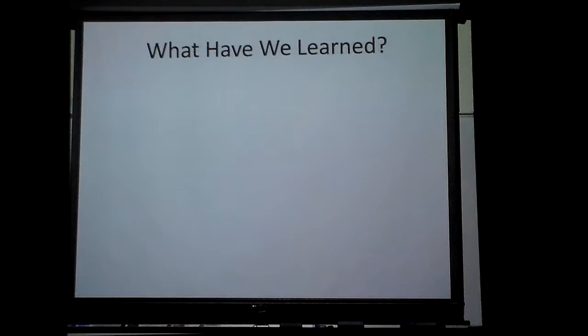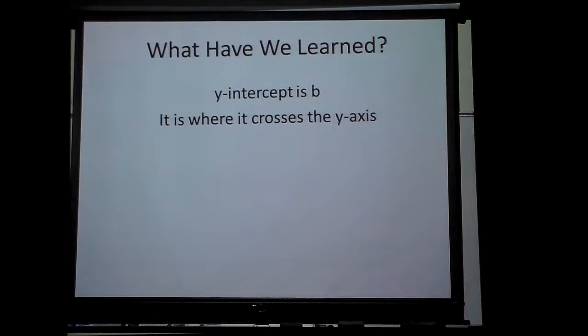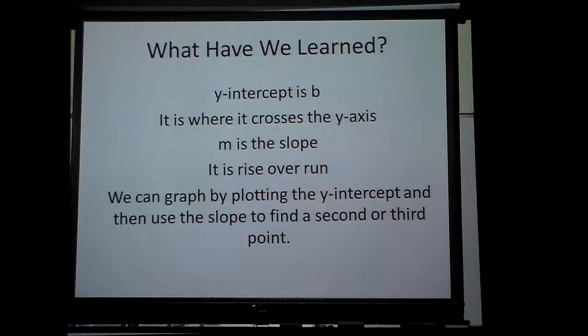So what have we learned? We learned the y-intercept is the b value, and that's where it crosses the y-axis. Okay, yeah. We learned that m is the slope, and it's rise over run. Yeah, okay, that's the y's over the x's. And we can graph by plotting the y-intercept and then use the slope to find a second or third point to graph those lines. By using that y-intercept, we put a dot, use those slopes. Woo! Easy peasy way to graph. Hey, thanks, Coach Tony.